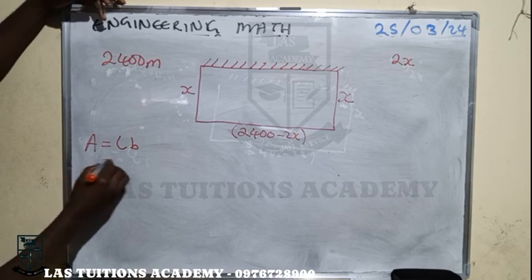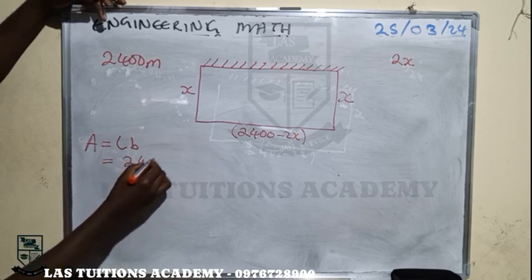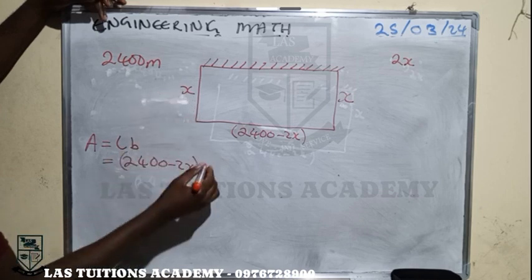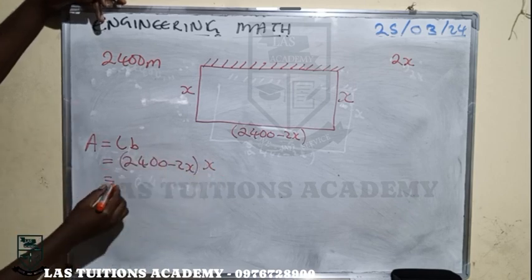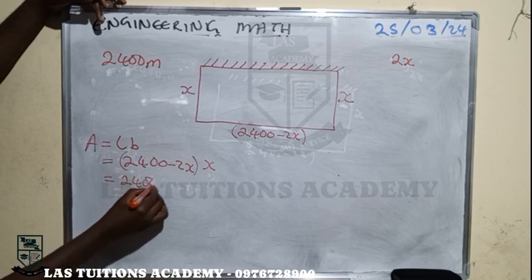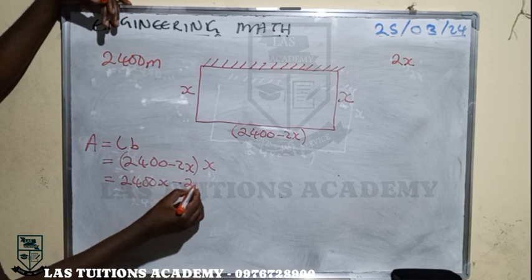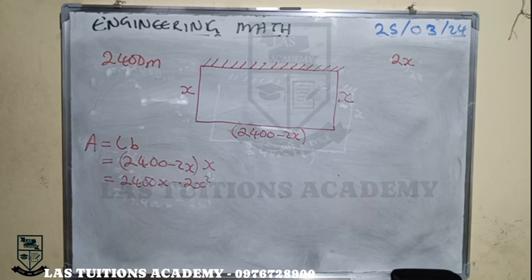So area is equal to length, which is 2400 minus 2x, times x, which is going to be x times 2400, it will be 2400x minus this times this, we get 2x squared. Okay, so are you seeing a quadratic equation there? Yes, sir. So there's a quadratic equation that has been formed here.